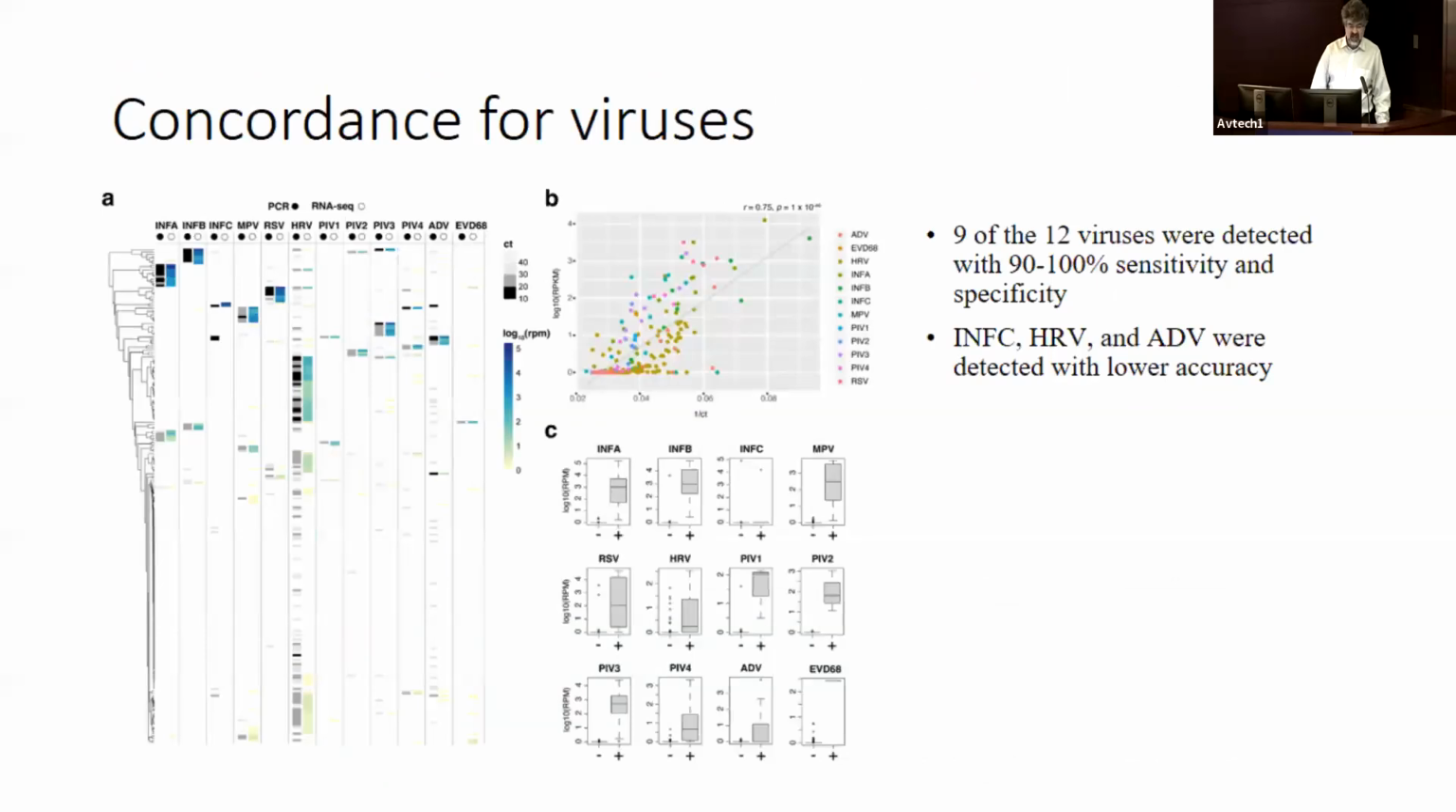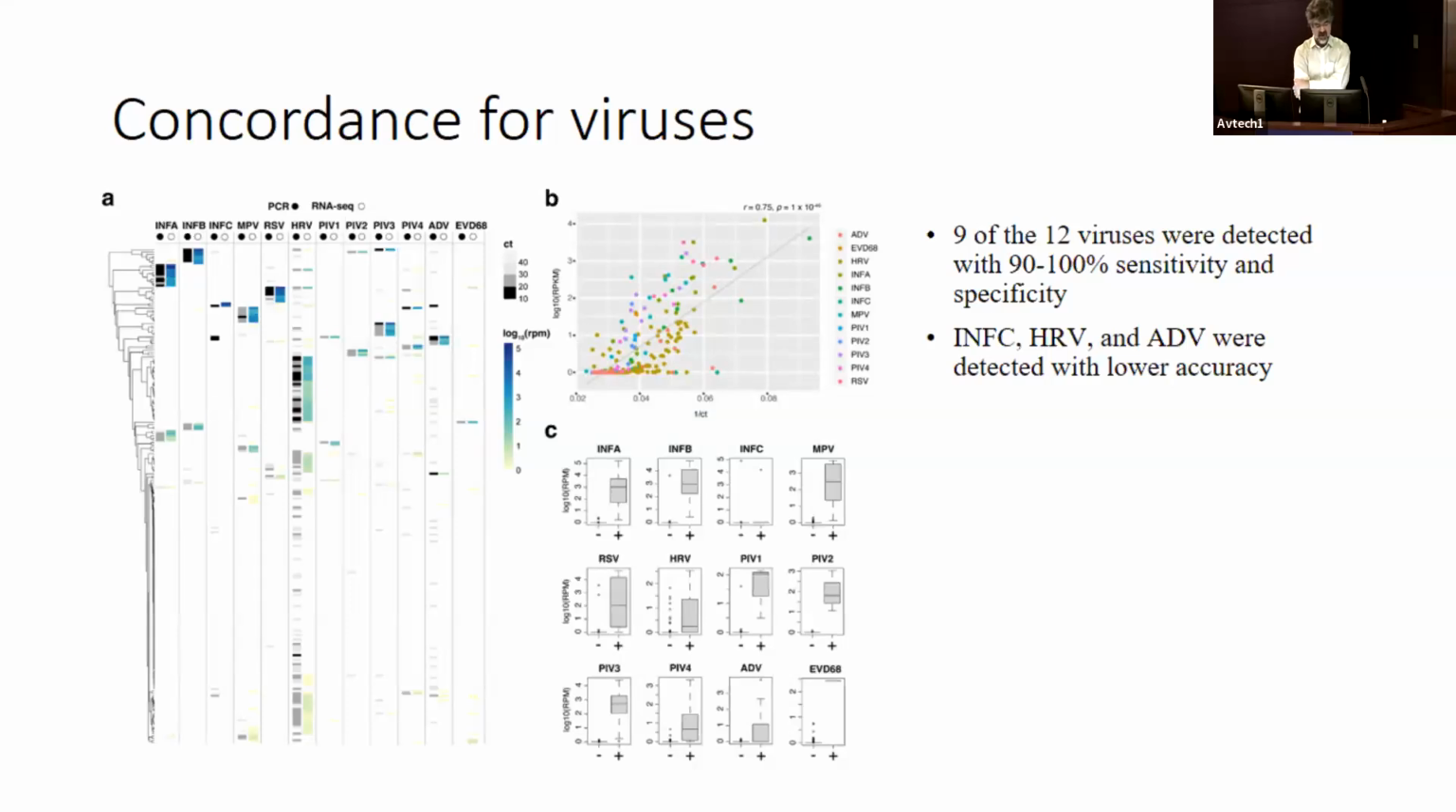Then we looked at viruses. Instead of the bacteria being on the top, now the viruses are on the top. So we had these from Dr. Williams' lab, influenza A, B, C, metapneumovirus, RSV, and so on. So again, we have the PCR results on the left. So you can see the first column is influenza A PCR, and the second column is influenza A metatranscriptomics. So you can see there's a close concordance between the results of the 2 tests. And overall, of the 12 viruses that we had PCR results from, 9 out of 12 we detected with a sensitivity of 90 to 100%.